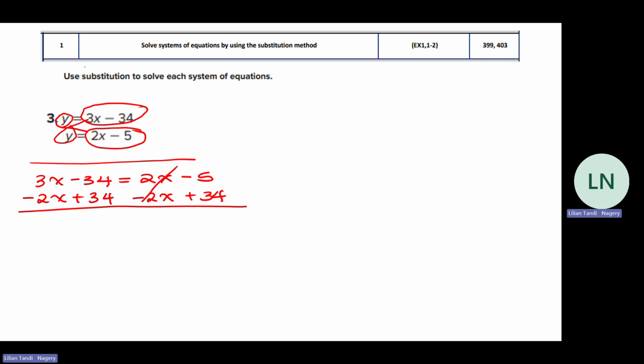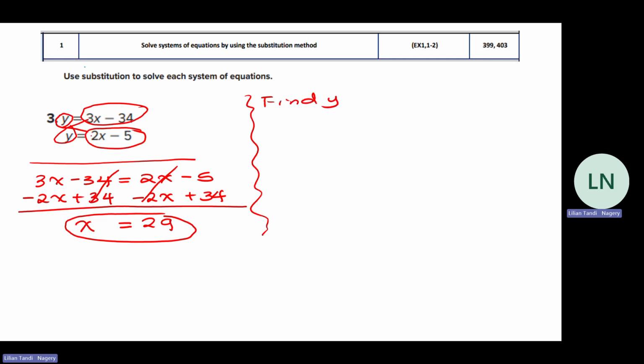Then this is 0, this is 0, this is x, negative 5 plus 34 should be 29. Negative 5 plus 34. So that x is 29. Okay, and I circle it because I will need it. That's not my answer. Then I will find y.